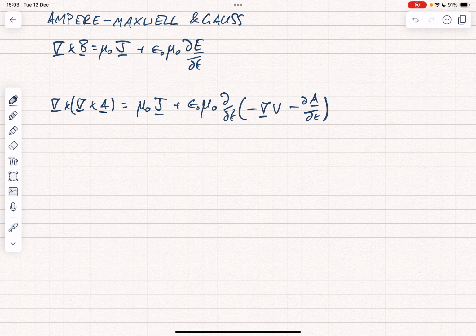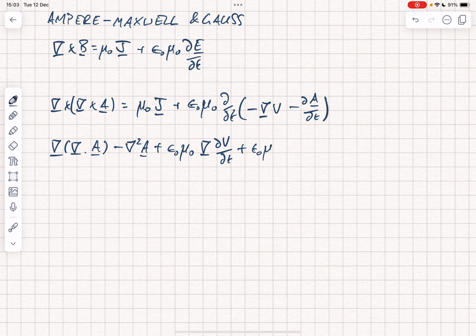When we expand out curl of curl, we get the following. We get the gradient of the divergence, grad of div A minus del squared A. We get an epsilon naught mu naught grad of dV by dt. I've taken that across from the right-hand side. We get an epsilon naught mu naught d2A by dt squared, and that's equal to mu naught J. So this term on the right-hand side becomes this term on the left, and the minus sign is cancelled when we take it. Similarly, this term becomes this.